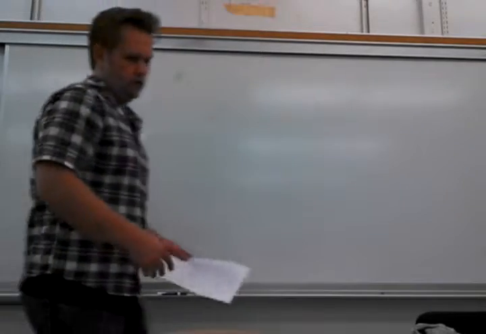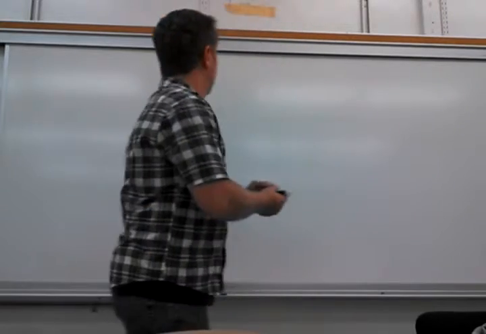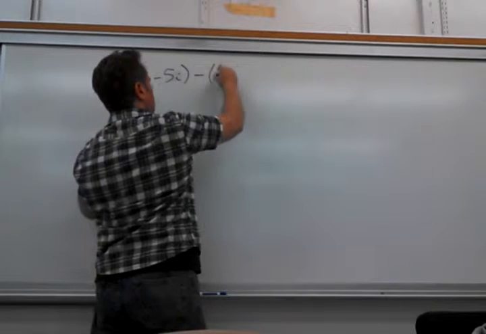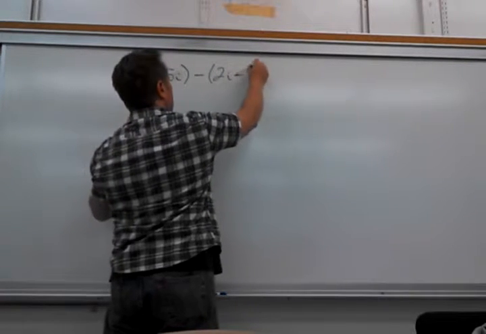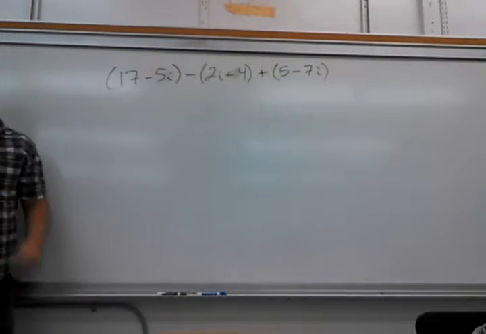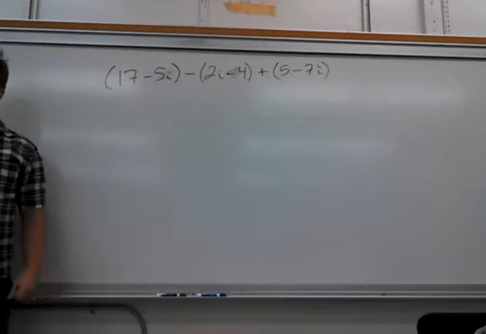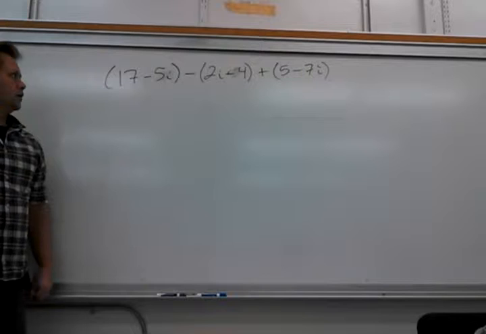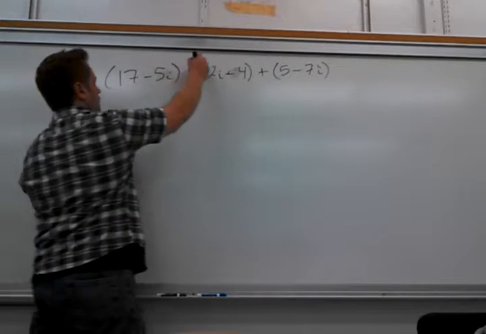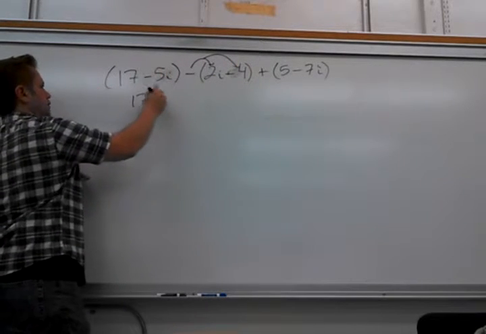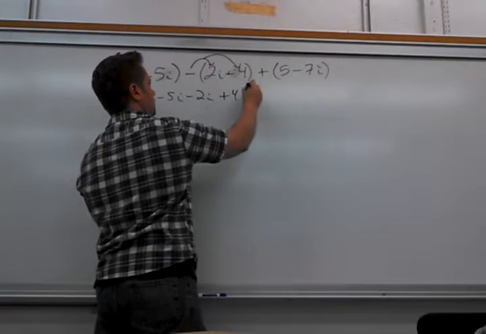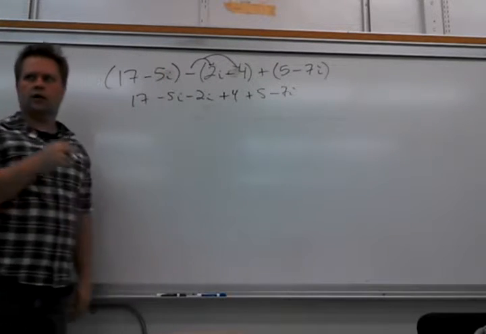Okay, so 1A. Nobody had this, but everybody had this on 1A. What's the only piece of this you really have to be careful about? So the negative's got to go through. So I'll have 17 minus 5i, minus 2i plus 4, plus 5 minus 7i. And then you just get your like terms together.